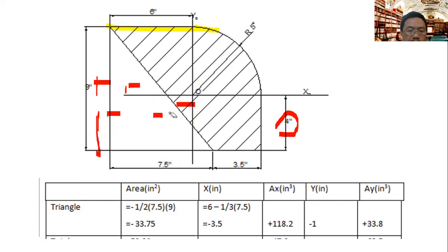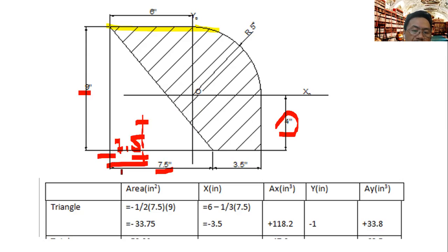Why negative? Because we are going to subtract that area, and we are only interested in the shaded part. Okay. So area one half of 7.5 and 9. So we can have negative 33.75. What is x? This is the 7.5. The centroid coming from here. If this is the centroid of the triangle, coming from here is just 7.5 divided by 3, or 1/3.